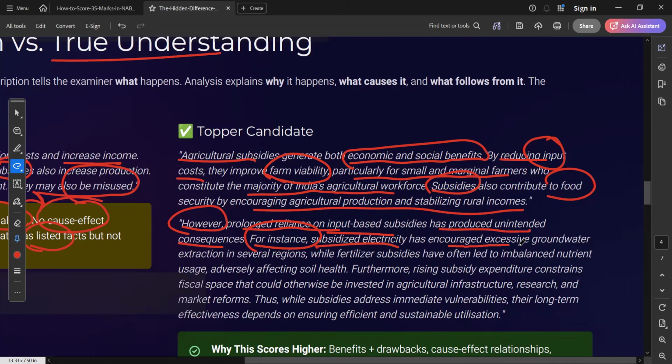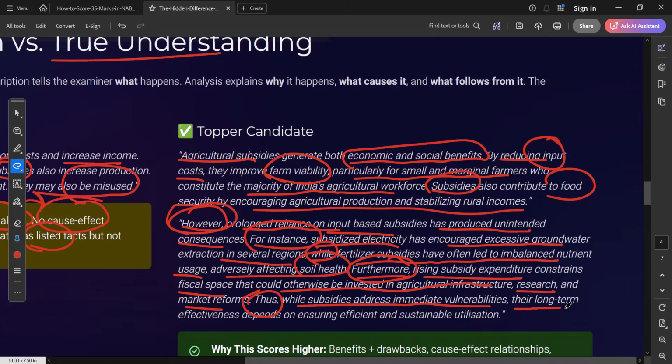Subsidized electricity has encouraged excessive groundwater extraction in several regions, while fertilizer subsidies have often led to imbalanced nutrient usage, adversely affecting soil health. Furthermore, these are the hook words you have to use: furthermore, however, moreover, additionally. Furthermore, rising subsidy expenditure constrains fiscal space that could otherwise be invested in agriculture infrastructure, research, marketing. Thus, while subsidies address immediate vulnerability, their long-term effectiveness depends on ensuring efficient and sustainable utilization.